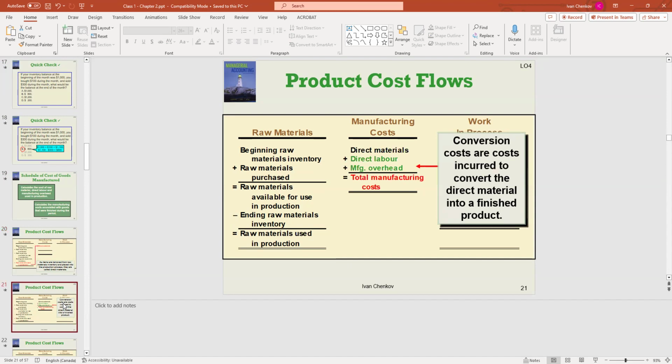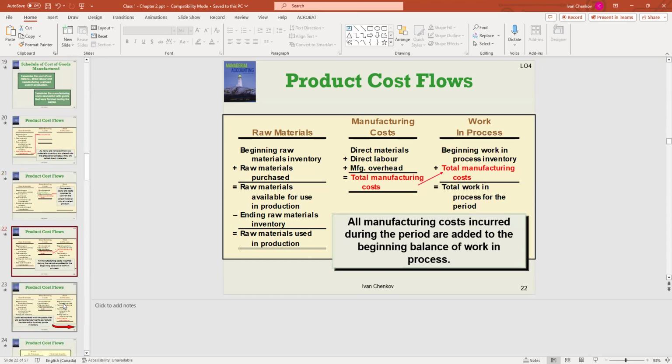Once we add direct labor and manufacturing overhead, the conversion cost, in other terms, we have the direct material. Now we're adding the conversion cost, which converts direct material into finished goods. And we're going to have the total manufacturing cost for the period, or total product cost for the period. Once we add the beginning balance of the work in process, then we're going to have the total work in process for the entire period, which is sitting available to be transferred further.